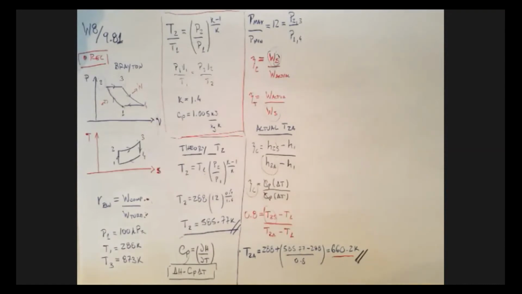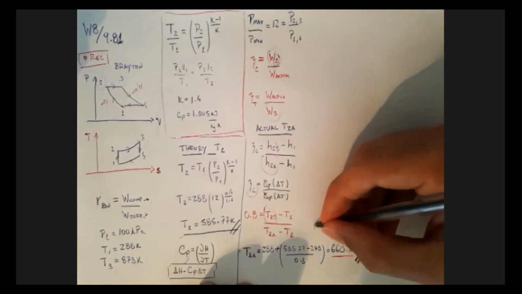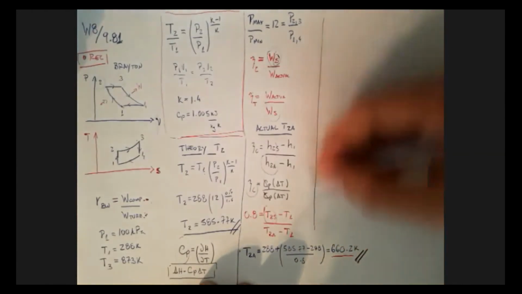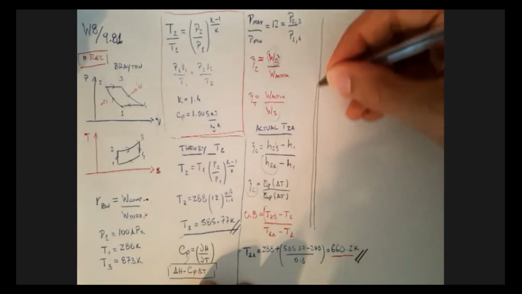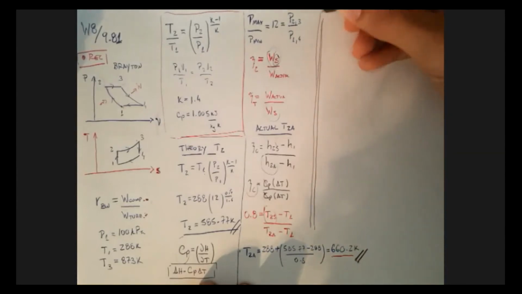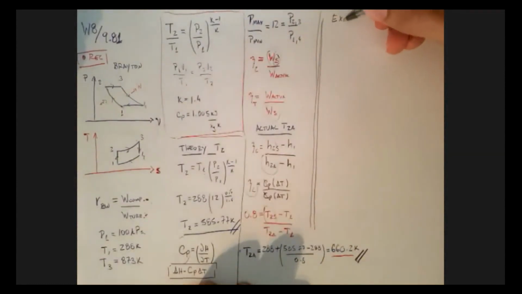Okay, so at this point, what we can do is calculate the work for the compressor in the ideal case and the work for the compressor in the actual case. We could go ahead and do that if we wanted to, but what I'm going to do before that is find the same things for the expansion. I'm going to find exactly the same thing for the expansion. Now, let's talk about the expansion phase.